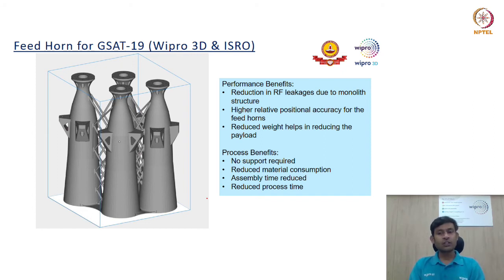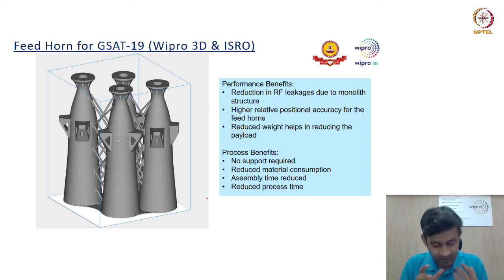The relative positioning improved because there was no need for fixtures and there was no welding. All of us know that welding leads to distortion. Since we have eliminated welding, we have eliminated distortion, and we are manufacturing all four cones in a single structure. So the relative positioning is better compared to the conventional manufacturing method.